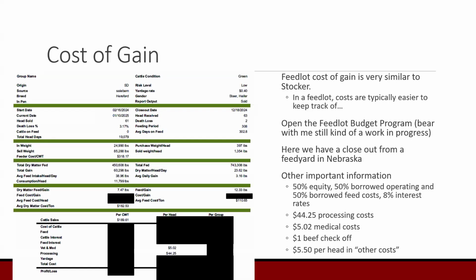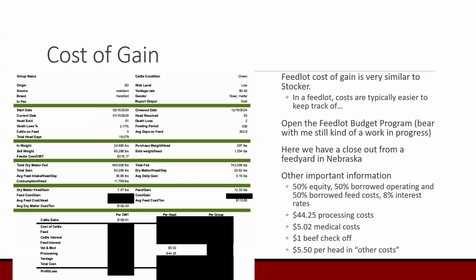All righty. So I've got 3 minutes, so I won't do what I intended to do. But this is a literal closeout from a feed yard in Nebraska. Here I have some assumptions on things that aren't reported in this closeout. But there you can see the yardage rate's 40 cents per head per day. Gender, these were mixed steers and heifers.